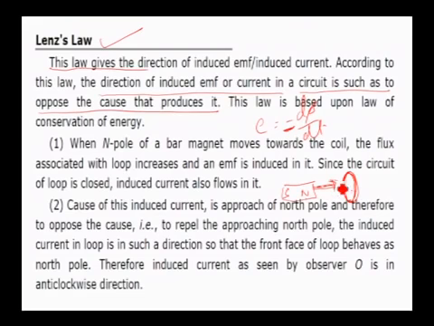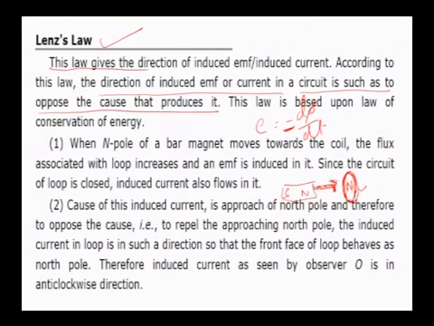The increase of flux is responsible for the induced EMF, but once the EMF is induced, it induces current. The current will flow in such a direction that it opposes the cause of the increase in flux, or nothing but it opposes the magnet's north pole, which is moving towards it. How is it possible? That's possible only if this face of the coil behaves like a north pole, then this north face of the coil opposes the magnet motion towards it.